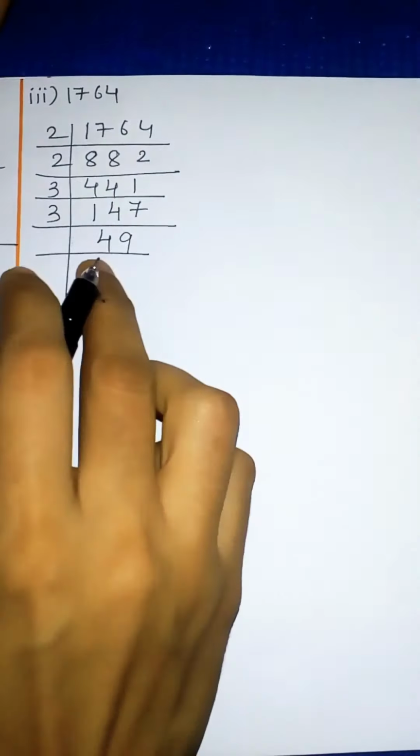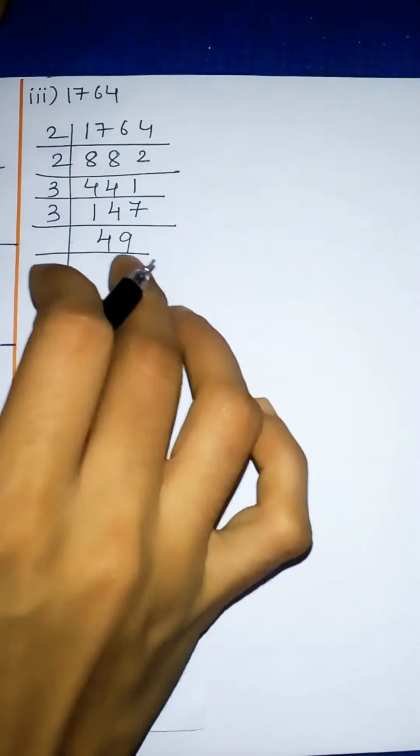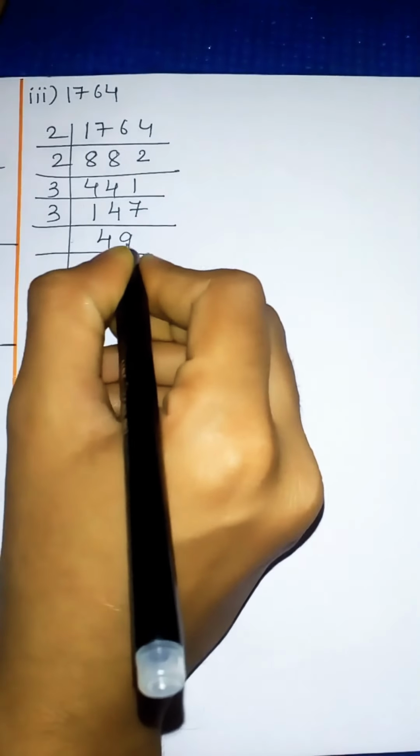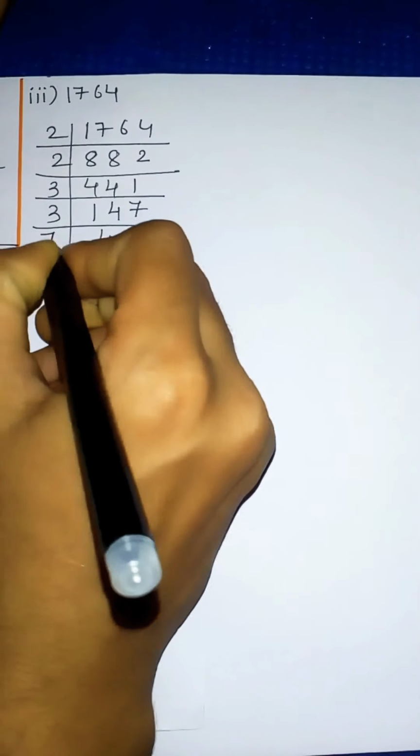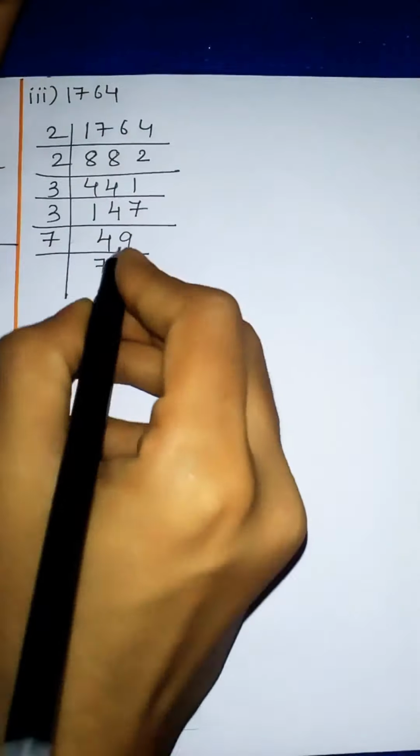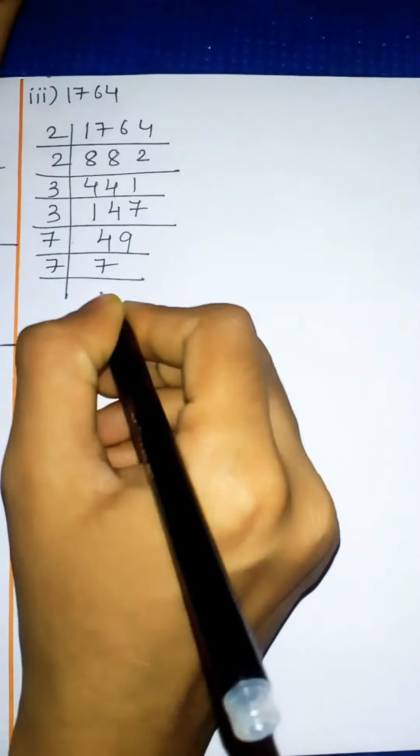Now 49 is not coming in the table of 3 because 9 plus 4 is 13. So 13 does not come in the table of 3, so 49 will also not come. Now we will take 7 7s are 49. Now 7 1s are 7. So these are the factors.